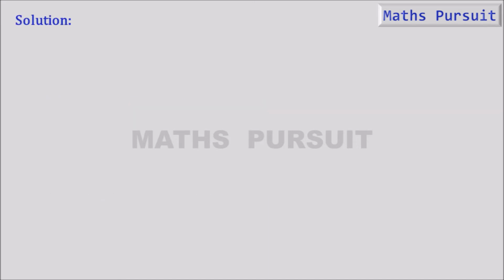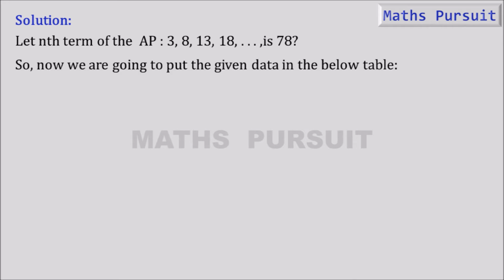Coming to the solution, let the nth term of the AP 3, 8, 13, 18 be 78. So we are just assuming that the nth term is 78 so that we can find the value of n while solving the question. Now we are going to put the given data in the table below.